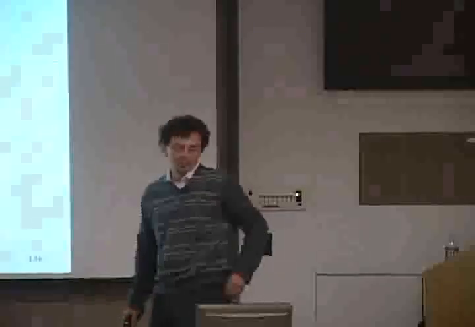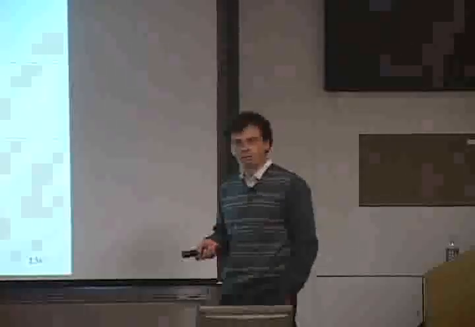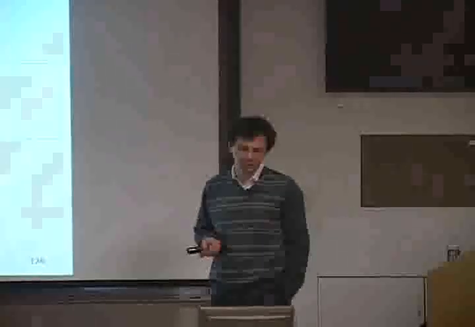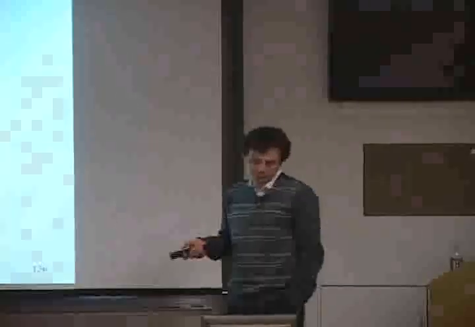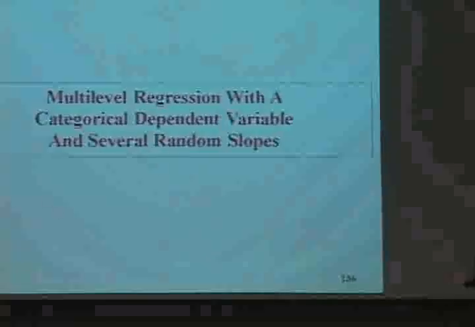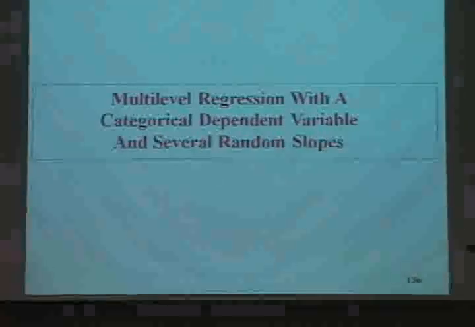So I'm back to 136, where we're going to now talk about another problem that you can do with Bayes that you cannot do with ML. So this is a very simple example, really. It's a multi-level regression with a categorical dependent variable.